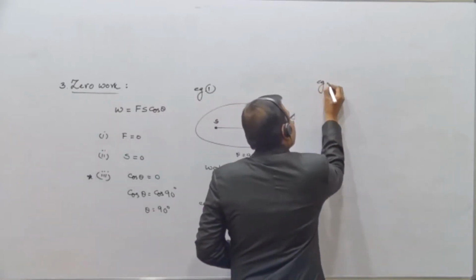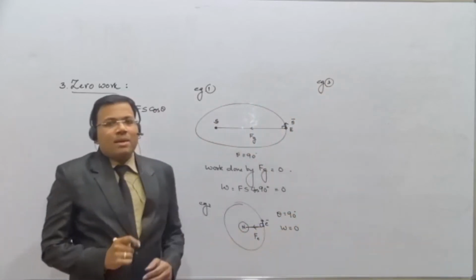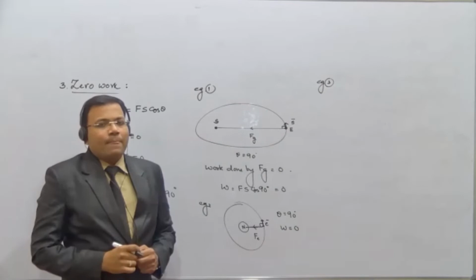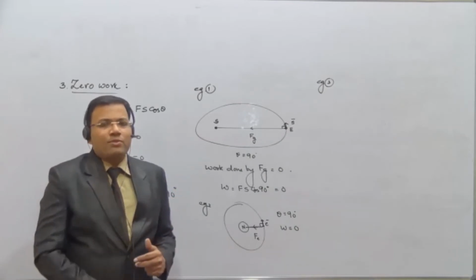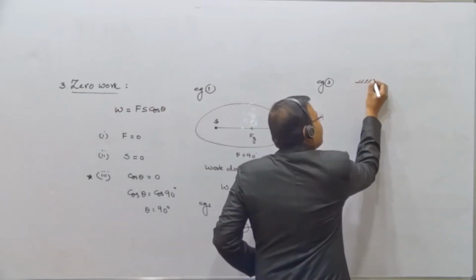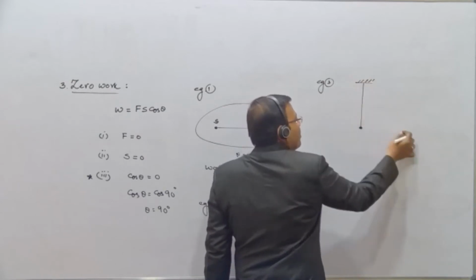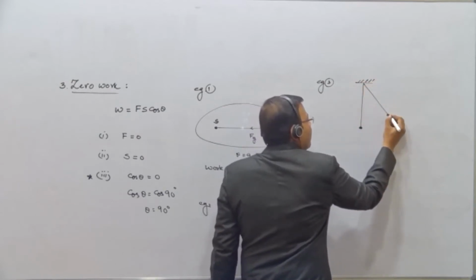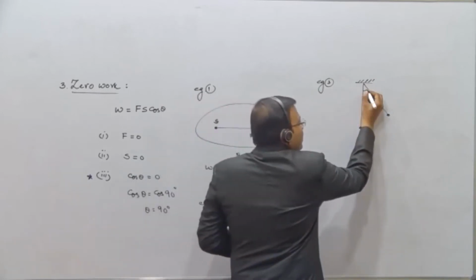Example 3. Now this example is very familiar. You people are very much familiar with this. Let us see. Suppose I take a pendulum. This is the pendulum. Now if I displace this pendulum from the mean position and leave it, then you know what happens, for the particular angle theta.